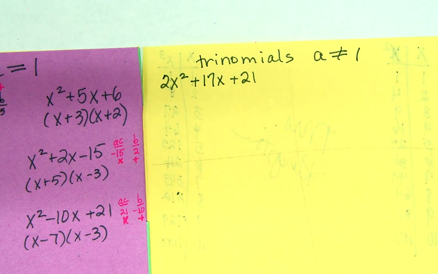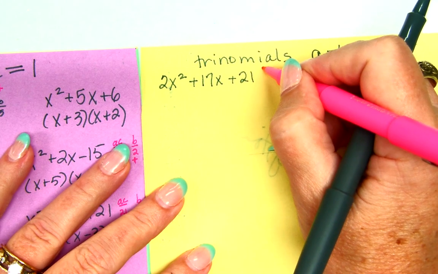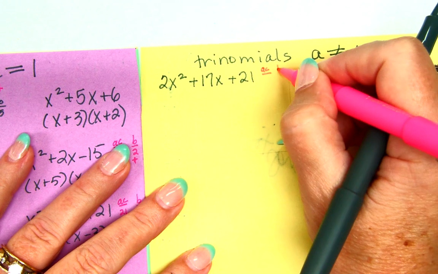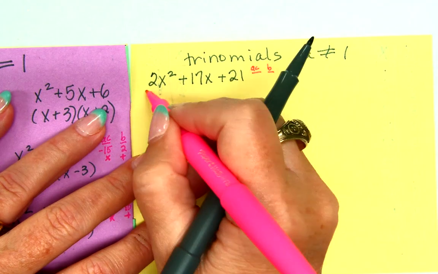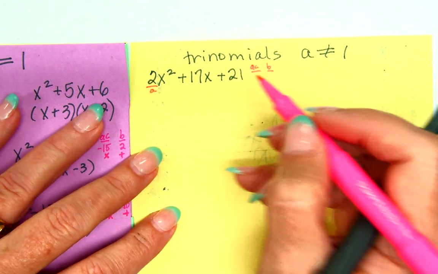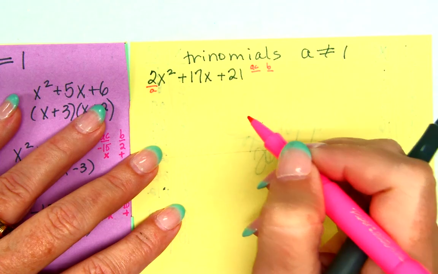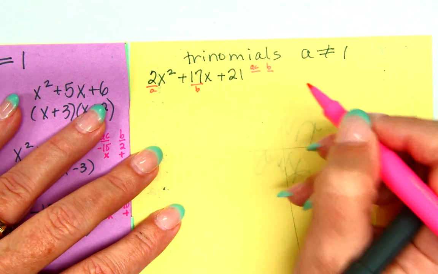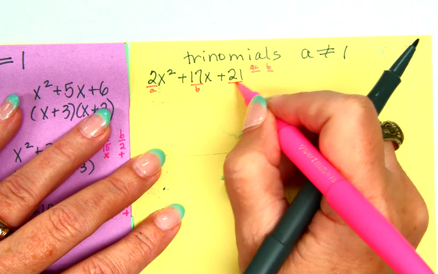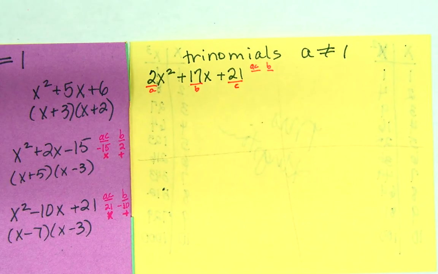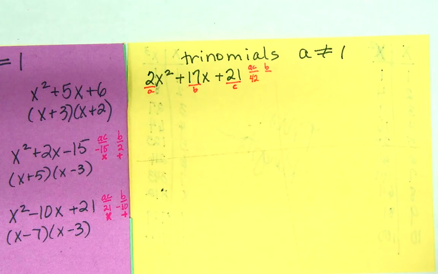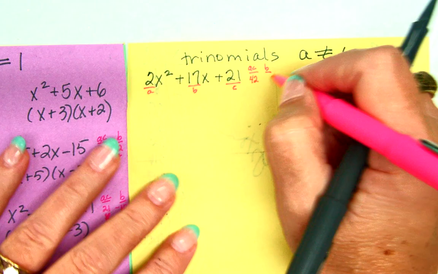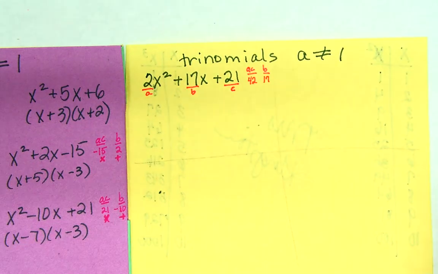Well, knowing what you know from yesterday, what are we going to have to do first? A, C, and B. So what in this problem is A? 2. In this problem, what is B? 17. And in this problem, what is C? 21. Is everybody okay with that? So in this problem, what is A times C? 42. And what is B? 17.